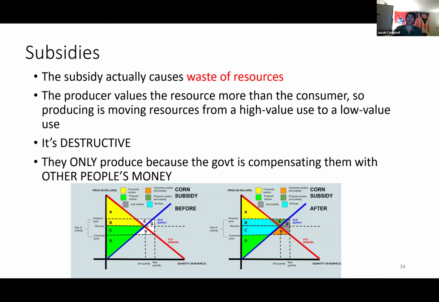And because of that, the consumer was not able to make them an offer sufficient for them to voluntarily produce at that level.